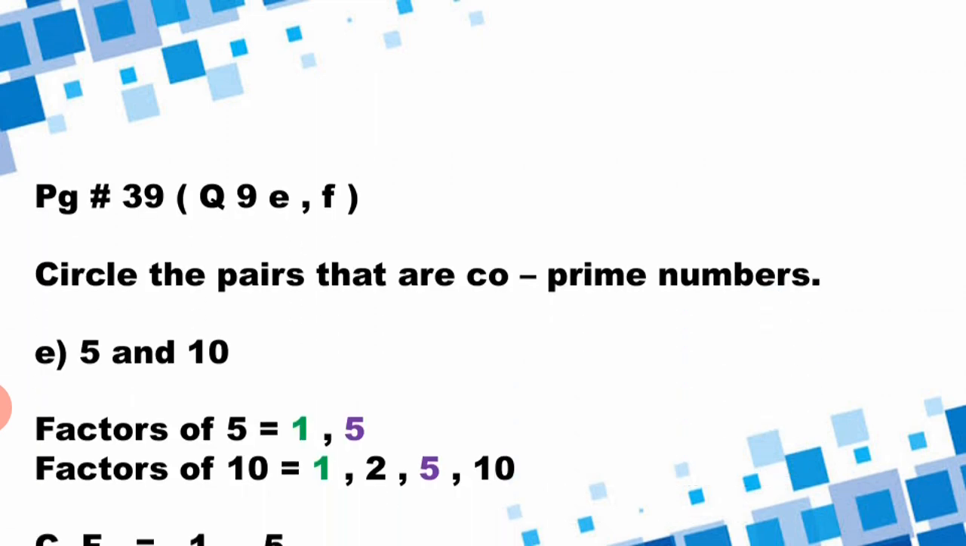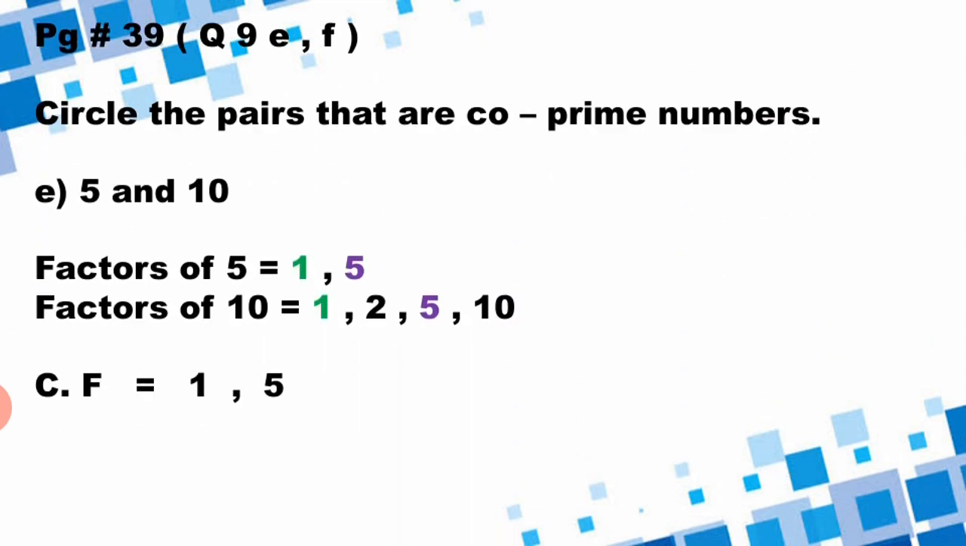Students, you have to do part E by yourself, as I have solved part A for you. Now it's page number 39 and question number 9, part E and F. Circle the numbers that are co-prime numbers. Last time we learned about co-prime numbers. Co-prime numbers are two numbers which have 1 as their only common factor.